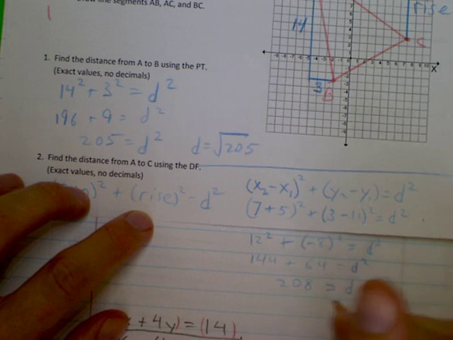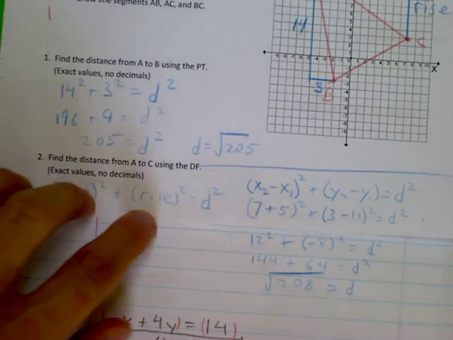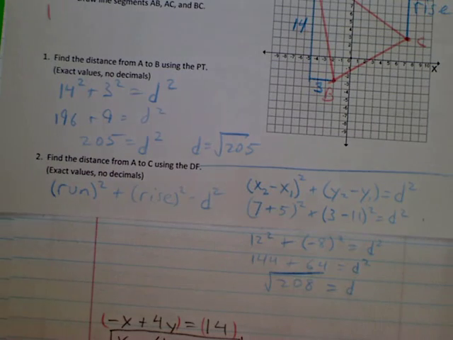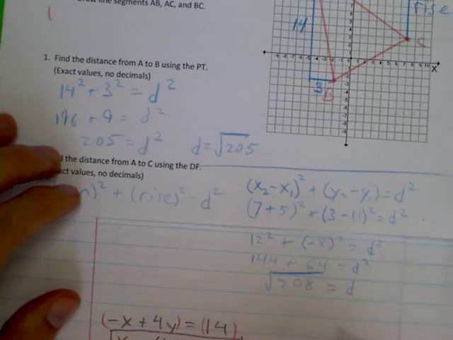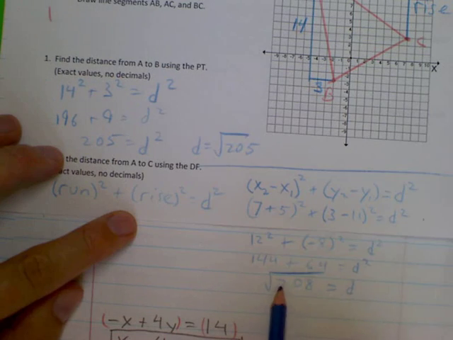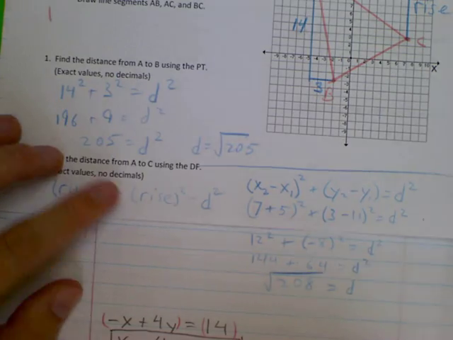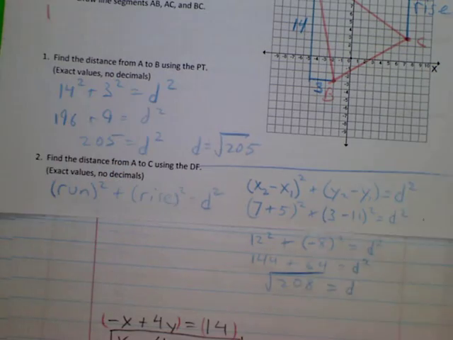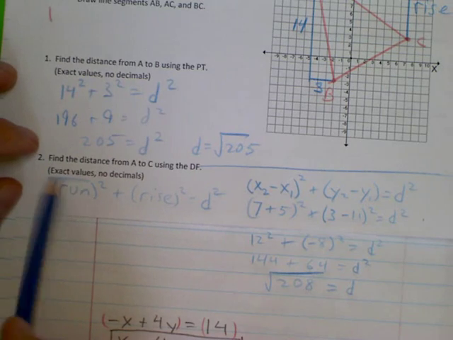And then as the last step, yes, sir. Okay, give me just one second. And so as the last step, we take the square root and leave it like that. Don't plug it in your calculator. This is the exact answer.